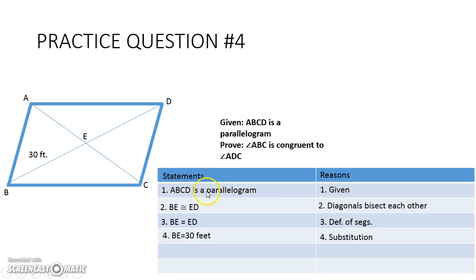So ABCD is a parallelogram, given. BE is congruent to ED, diagonals bisect each other. BE is equal to ED, definition of segments, and BE equals 30 feet, so substitution.